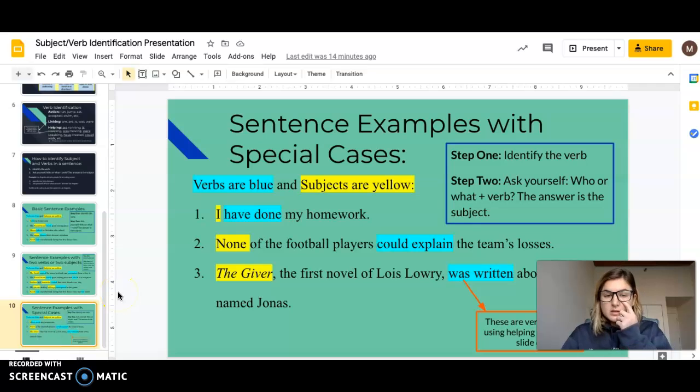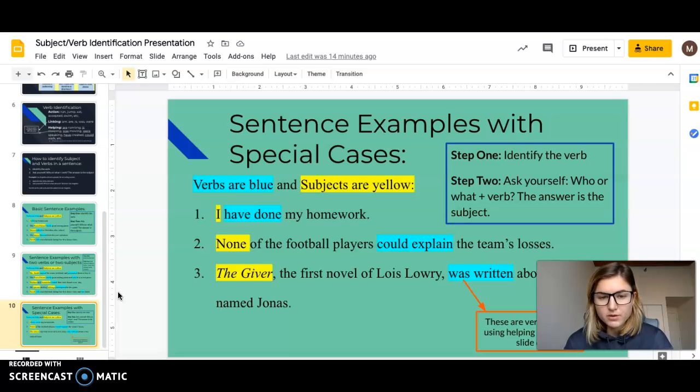These are some sentences with special cases. You follow the same steps, but you'll notice in these that there are verb phrases using helping verbs, which we talked about a little bit ago. For example, number 1, when you're identifying your verb, have done is your verb phrase. And then who or what have done? I have done my homework.